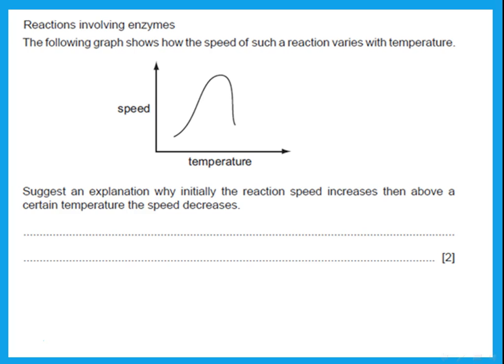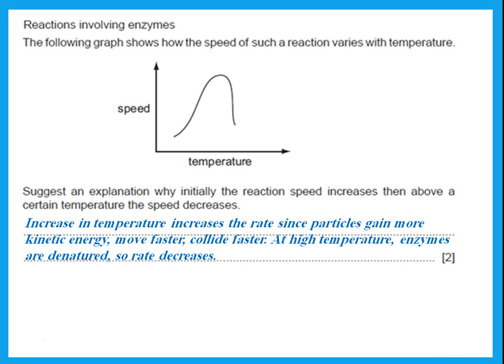Okay, reactions involving enzymes. The following graph shows how the speed of such a reaction varies with temperature. Suggest an explanation why initially the reaction speed increases, then above a certain temperature the speed decreases. We said, remember, that this involves enzymes, so an increase in temperature increases the rate at the beginning, just like any other reaction, since particles gain more kinetic energy, move faster, collide faster.